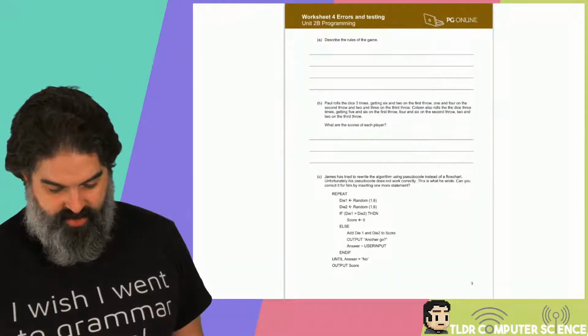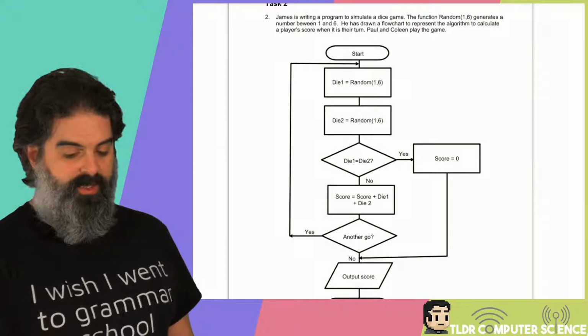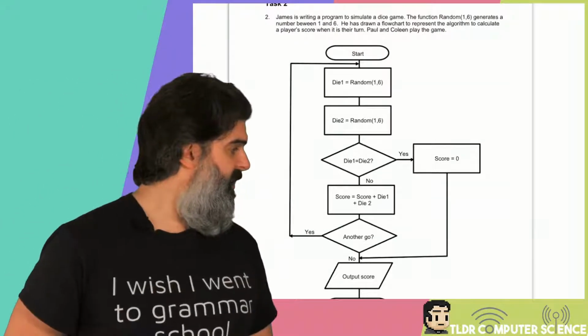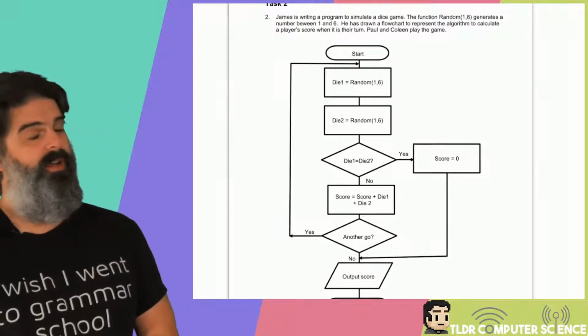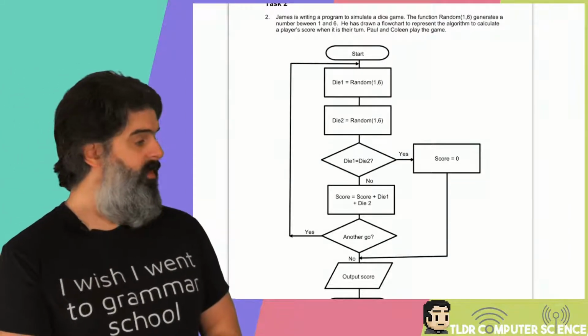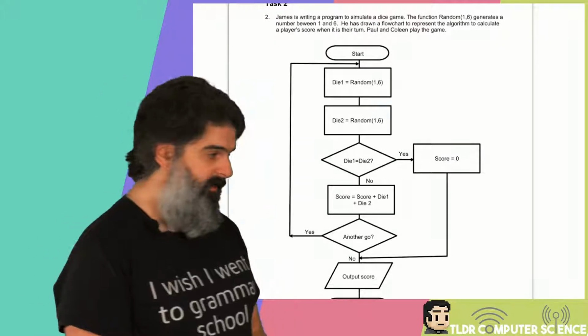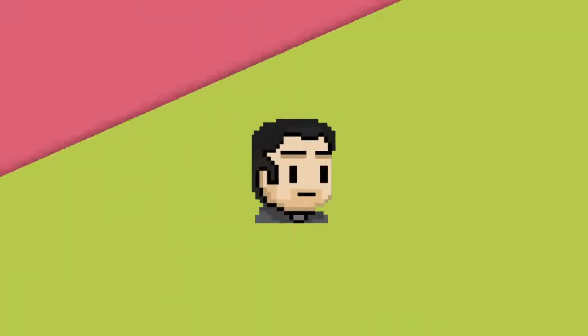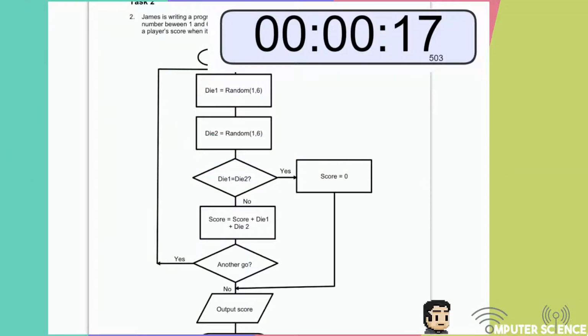And then use the flowchart to describe the rules of the game. Here's what I'm going to do. I'm going to get you guys to have an opportunity to have a go at those questions. So if you go to assignment on your Teams, you'll see that there's a new assignment in there called Errors and Testing. If you click on there, I've associated the PowerPoint, but most importantly is the worksheet.